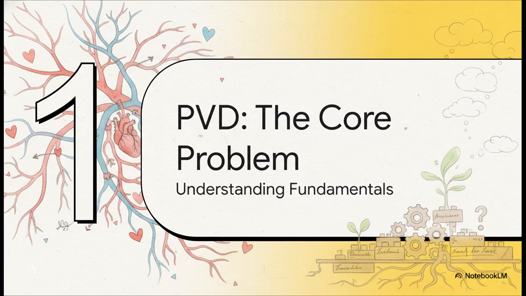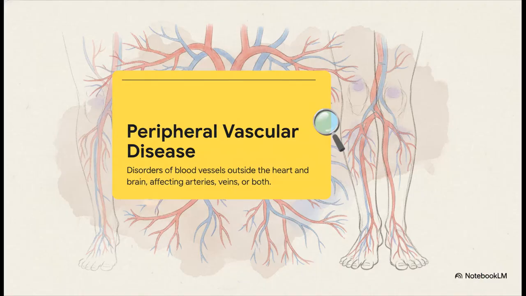Getting this foundation right is so key because literally everything else, all the symptoms, all the treatments, it all flows from understanding the basic mechanics of what's gone wrong in the first place. So first things first, what in the world is PVD? Well, think of it as a big umbrella term. It basically covers any disorder of your blood vessels that's happening outside of your heart and brain, out in the periphery. And 9 times out of 10, we're talking about circulation problems in the legs.